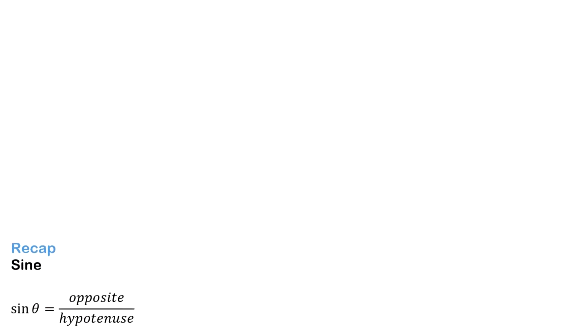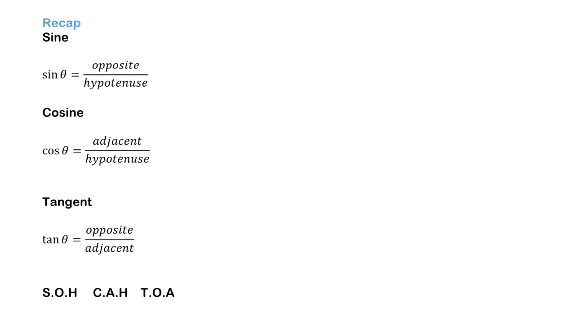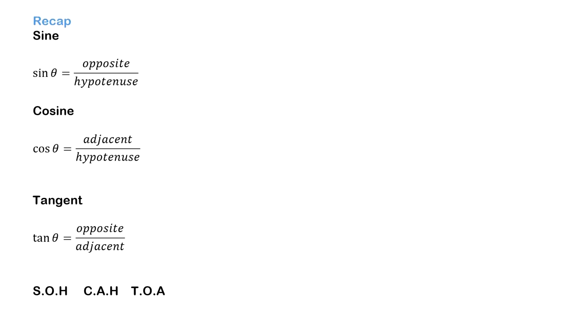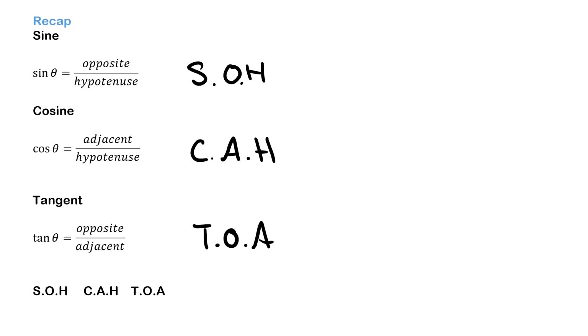To end the video, we'll do a recap. Remember, sine is opposite over hypotenuse, and we use SOH for that one. Then we have cosine, which is adjacent over hypotenuse, and we like to use CAH to remember that. And finally, tangent, which is opposite over adjacent, and we use TOA. So SOH CAH TOA is the way you try to remember these trigonometric ratios.